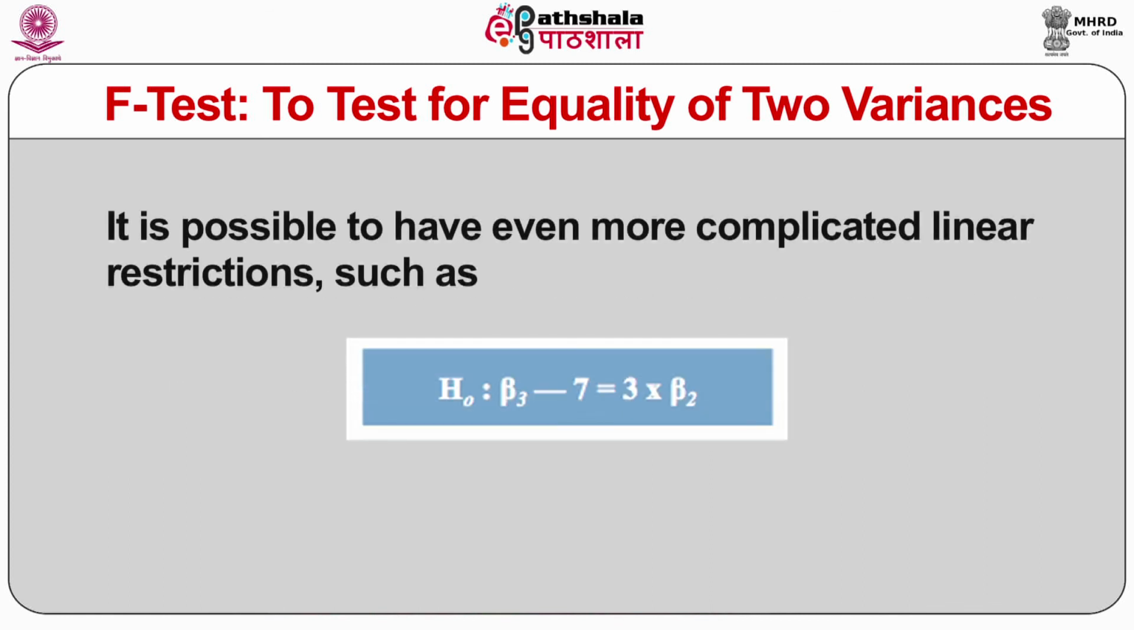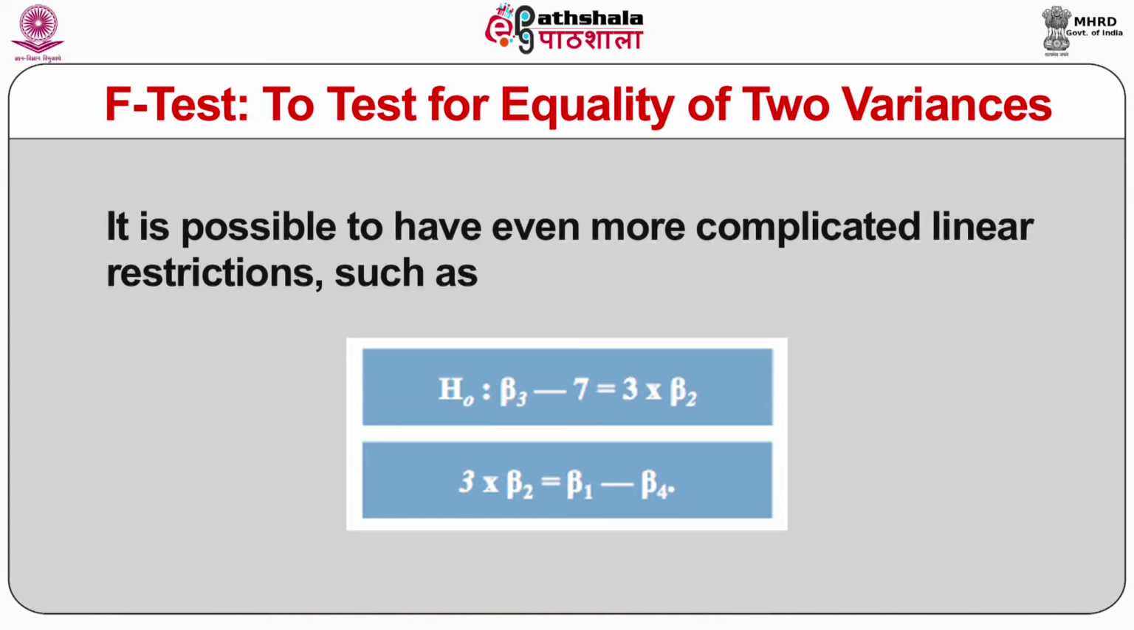It is possible to have even more complicated linear restrictions, such as H0: B3-7 is equal to 3x B2, and 3x B2 is equal to B1-B4. Usually, in a compact manner, it is written as H0: B3-7 is equal to 3x B2 is equal to B1-B4. These types of restrictions are not very common, since our theories rarely produce such harsh predictions about our coefficients. Restrictions of these kinds are useful if the coefficients need to be rescaled in order to make them more comparable.